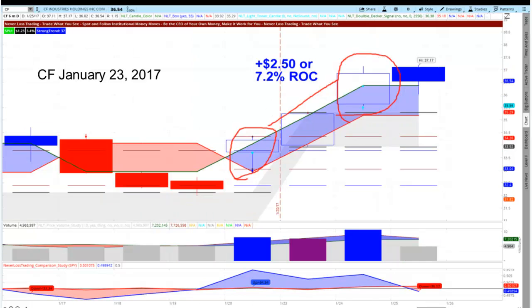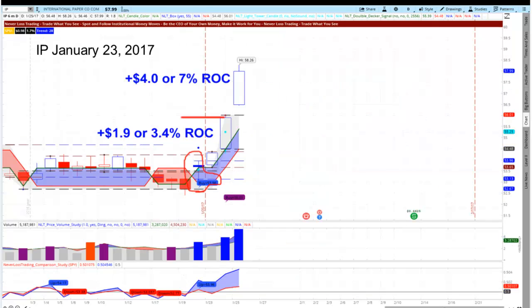Then CF, very nice development. You see light tower to light tower. The light tower is the candle with the cyan dot. $2.50 return on a $36 stock, 7.2% return. Very nice in the matter of 2 days. So that came out of this.